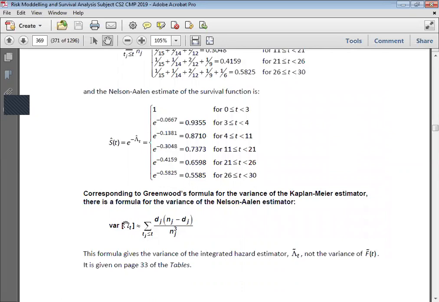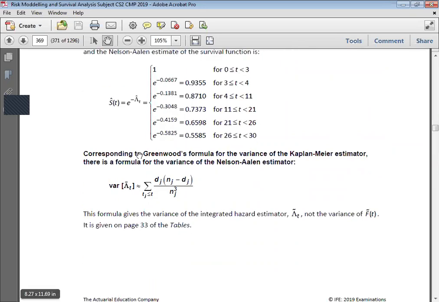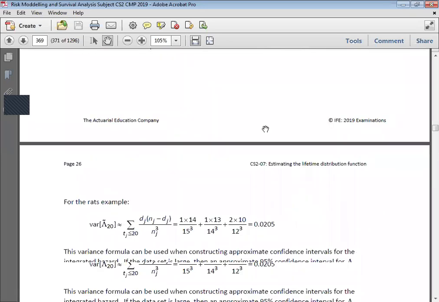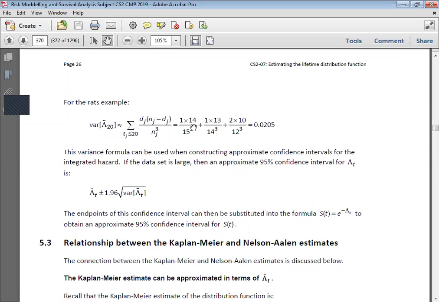And again, this is how you will figure out the variance for the Nelson-Aalen. I'm not going to go through this again. You can see they have again done it. We are looking at less than or equal to 20, which is why 1, 2, 3 only. And this is the variance that you get. And you can figure out the 95% confidence interval using the estimate hat and the variance hat here.